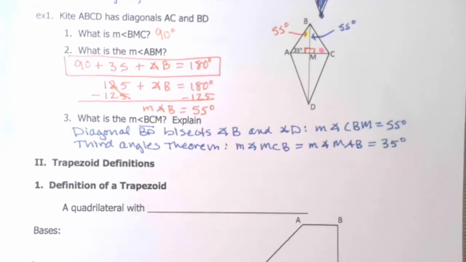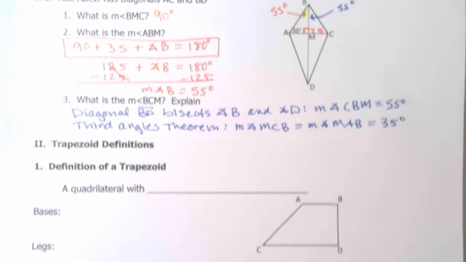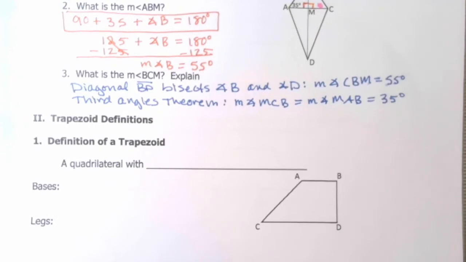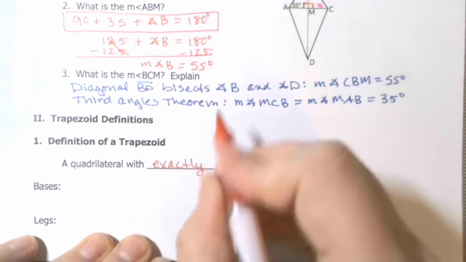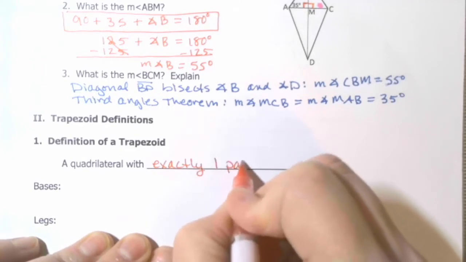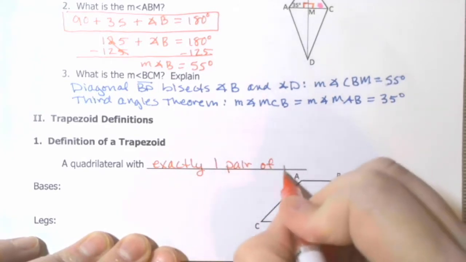All right, Roman numeral 2, trapezoid. The definition of a trapezoid is a quadrilateral with exactly one pair of parallel sides.